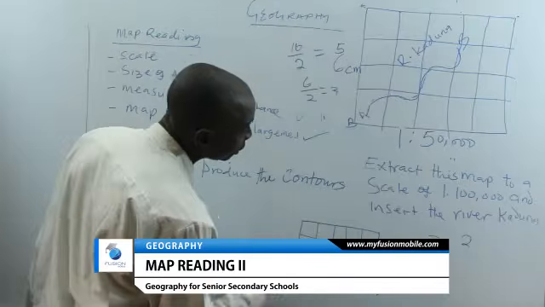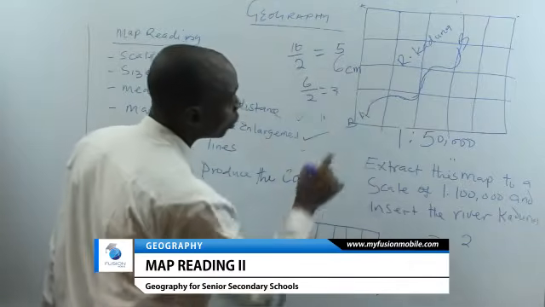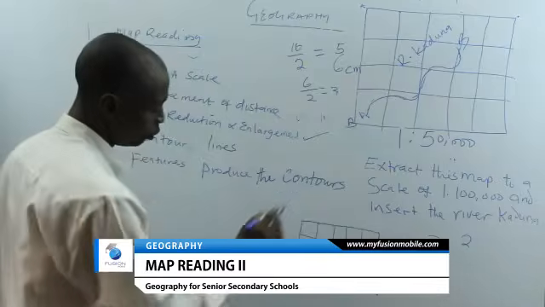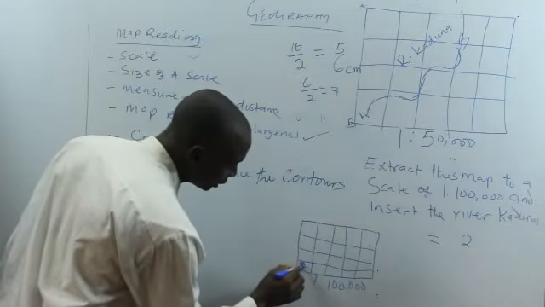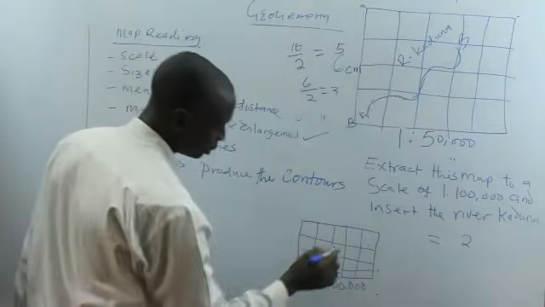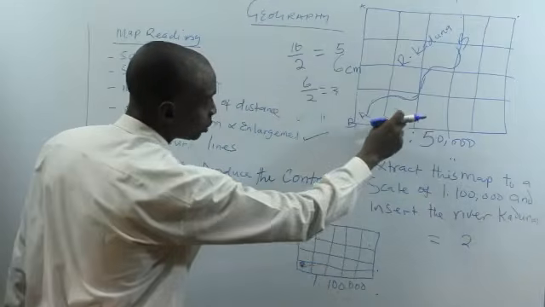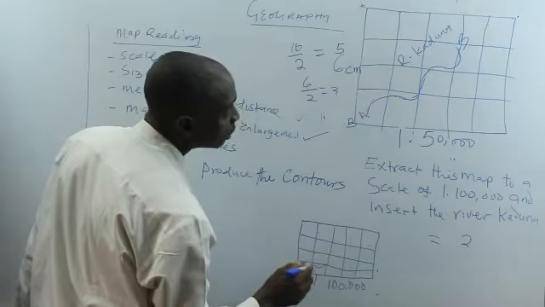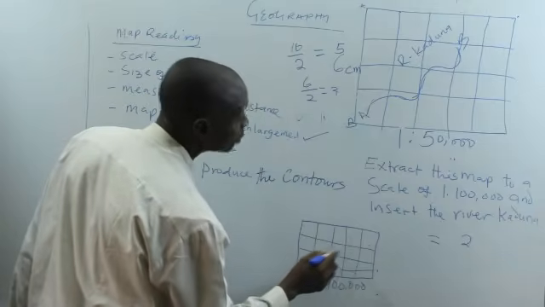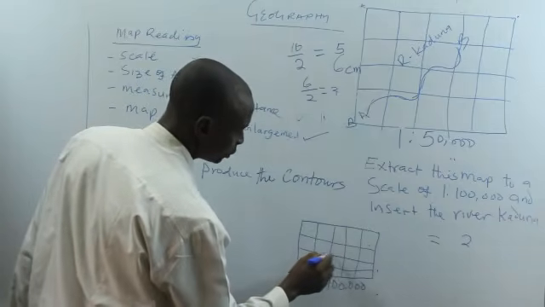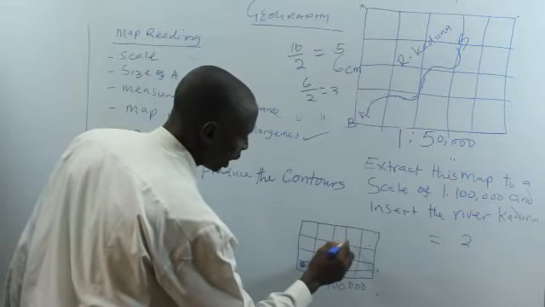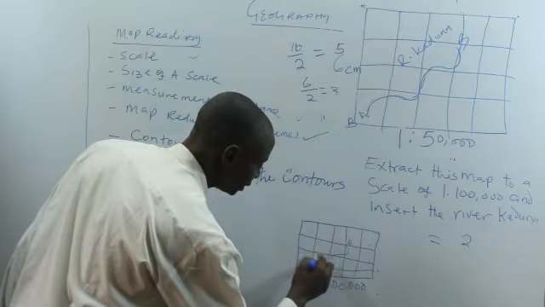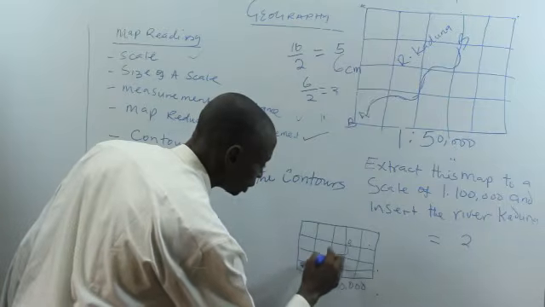You trace it. Okay, point A, sorry. This is point A. You look at it. It goes like this to the second box here. It goes like this. And it ends here. You put your point B and write river what? Kaduna.